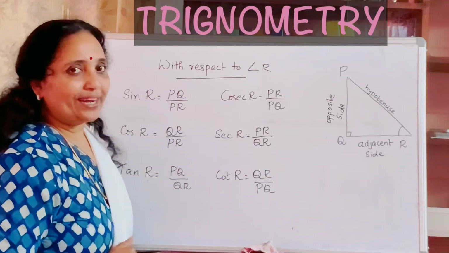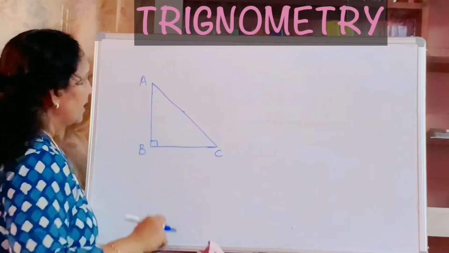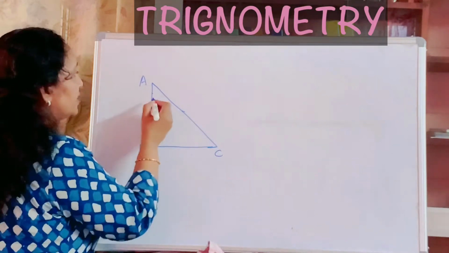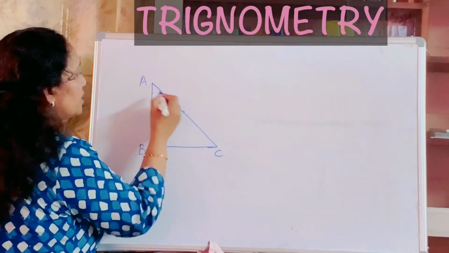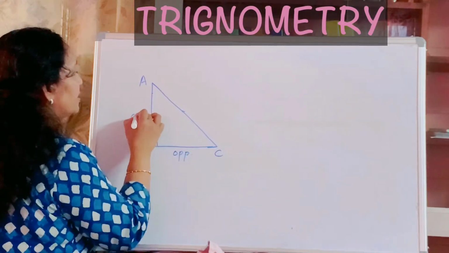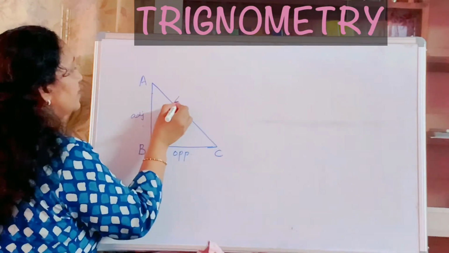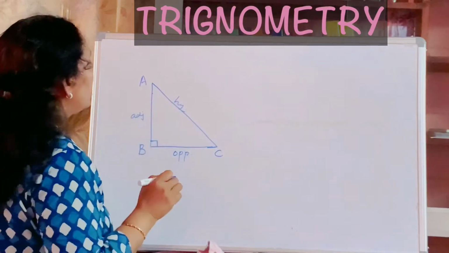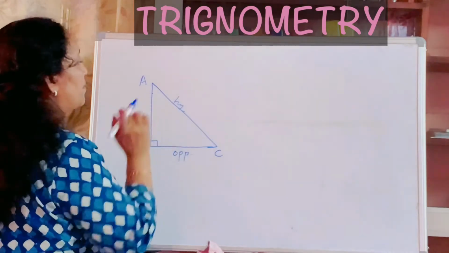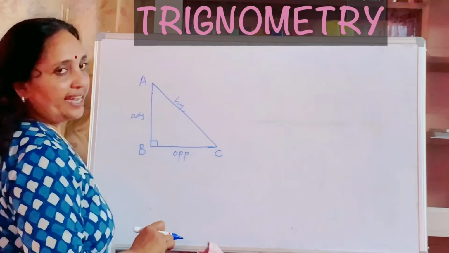Okay, let us take one example. Look at the triangle ABC. This triangle is right angle at B, and consider this angle, angle A. So this is the opposite side of angle A and this is the adjacent side to angle A. This is the hypotenuse of the triangle. So sine A. Sine A is opposite side by hypotenuse, that is equal to BC by AC.